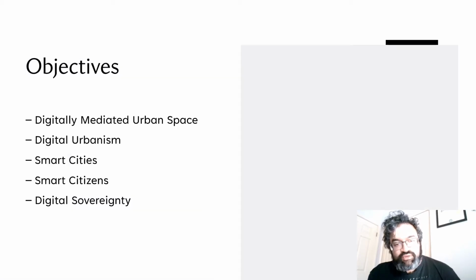So, the objectives. What we'll be going over is digitally mediated urban space. The interesting aspect of this is that geospatially you can understand that urban space, and the built environment is part of this. Then digital urbanism, smart cities, smart citizens, and then digital sovereignty. It's not to say that geospatial considerations are only digital and are suppressing citizens. That's not the case, but we're trying to understand how digital sovereignty can empower citizens to then maneuver around smart cities, and be empowered by the smart cities and by becoming a smart citizen.